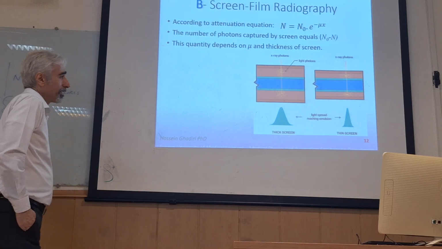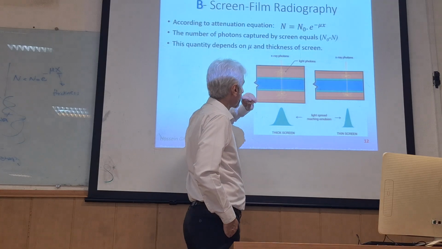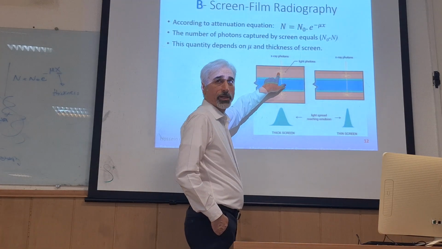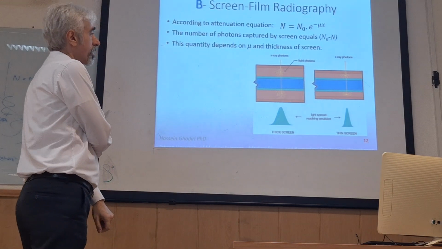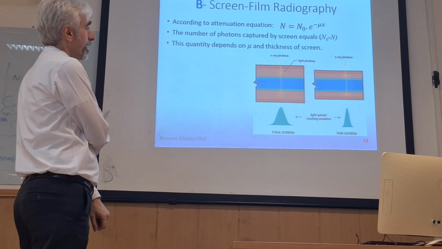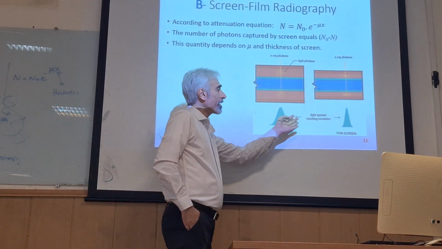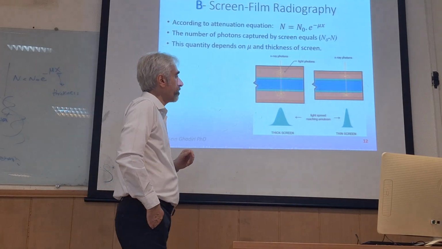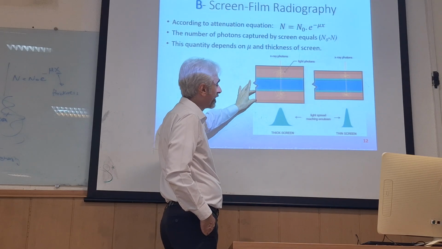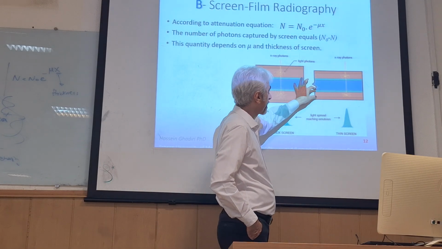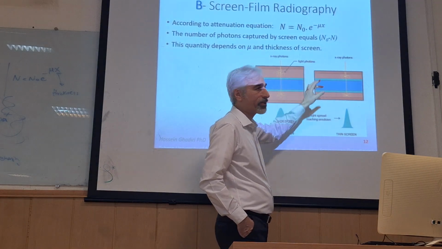One question arises at the moment: how do these light photons, which are generated from X-ray photons, hit that sheet of film? Here you can see two different kinds of screen film. The first is a screen film with thick screens and the second is a screen film with thin screens. You have the same film, but the thickness of the screen is different.